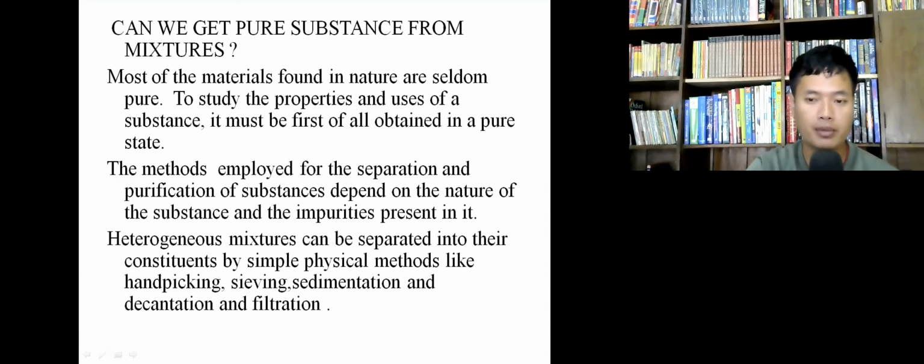Heterogeneous mixtures can be separated into their constituents by simple physical methods like hand picking, sieving, sedimentation and decantation, and filtration. We know that heterogeneous mixtures are those mixtures made up of two or more materials. This type of heterogeneous mixture can be separated by simple methods like hand picking.